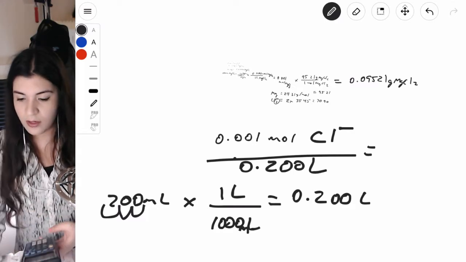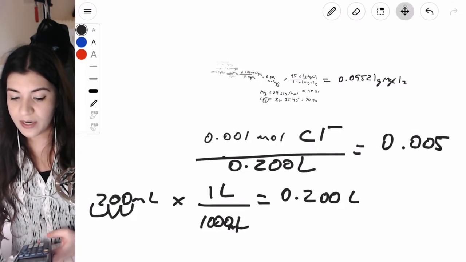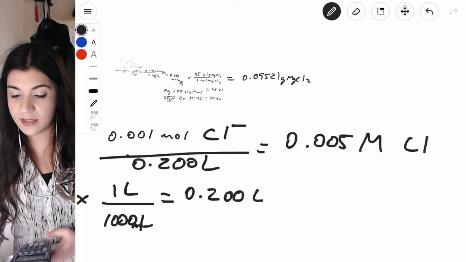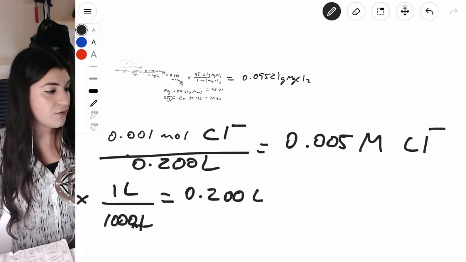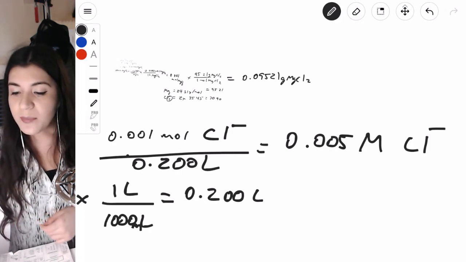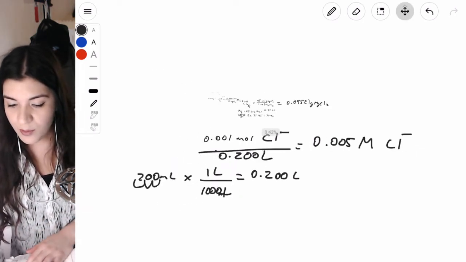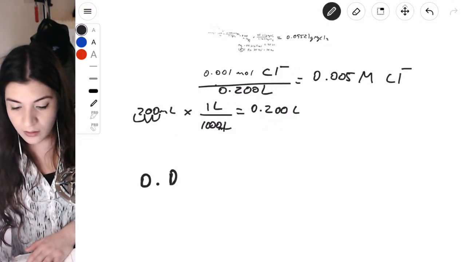0.001 divided by 0.2. This would have been 0.005, and that would have been a molarity of Cl minus. All right, that's our concentration for that. Now, for the first part, where it's asking us to determine the mass of the solid formed, I'm going to take it from the amount of moles that we found before.